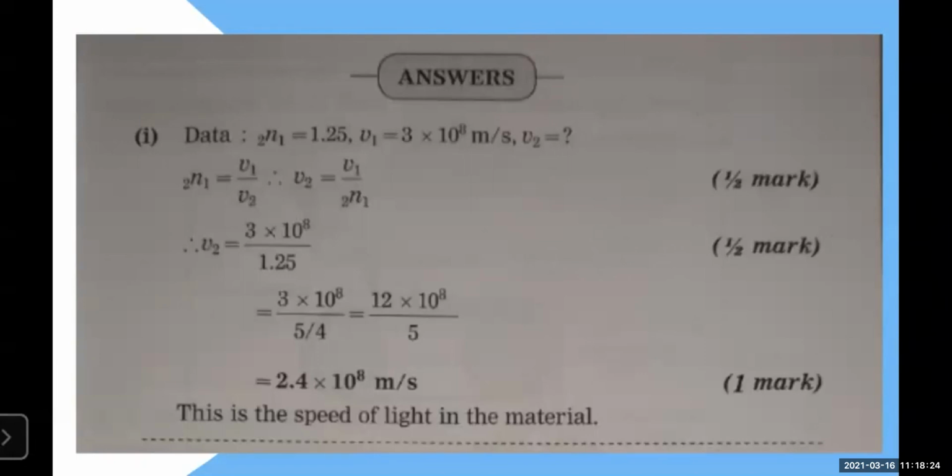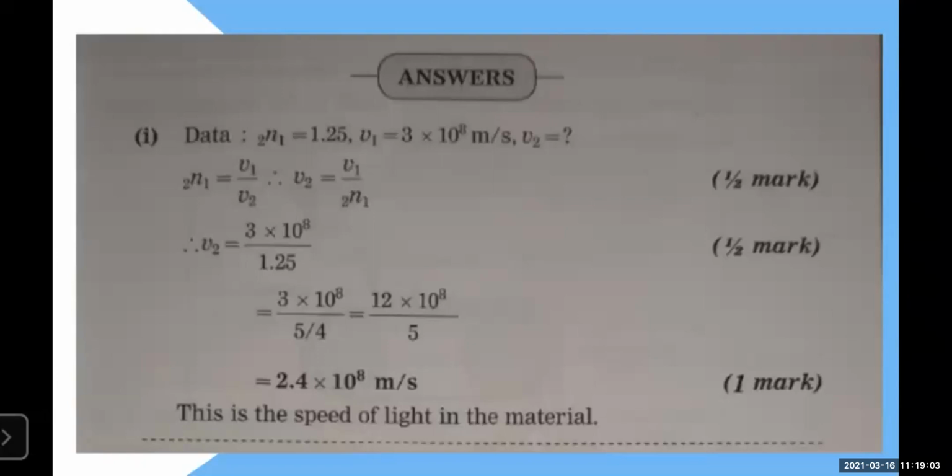Like if you are finding the velocity, the velocity unit is meter per second. Okay, so you can see half mark for writing the formula, half mark for substituting the values, and for getting the correct answer step by step, 1 mark. So this is a 2 marks question, and at the end of any word problem you have to write down the answer in one sentence: the speed of light in the material is 2.4 into 10 raised to 8 meter per second. This way you have to write down the answer at the end.